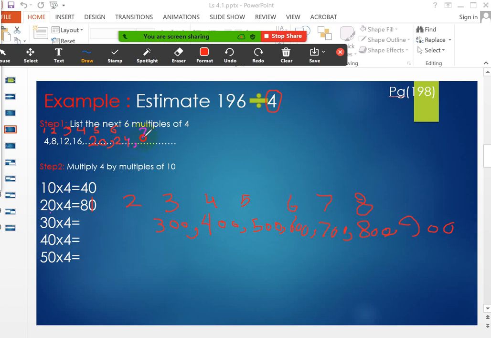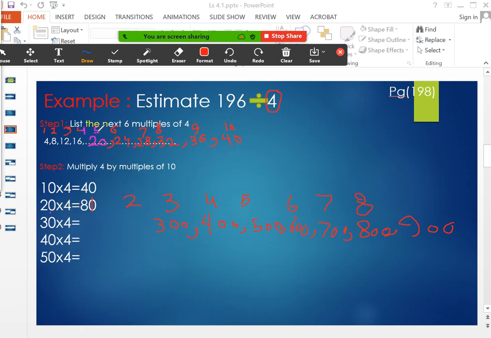Now 7. 4 multiply 7 equals 28. After that, the 8. We have to multiply with 8. 4 multiply 8 equals 32. After that, we have to multiply with 9. 4 multiply 9 equals what? 36. Now, after that, 10. 4 multiply 10 equals 40.